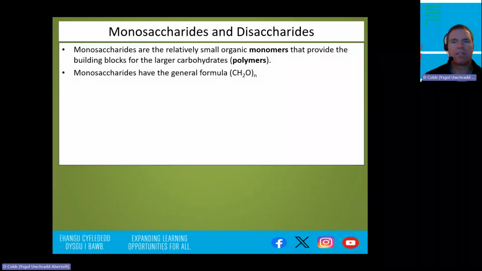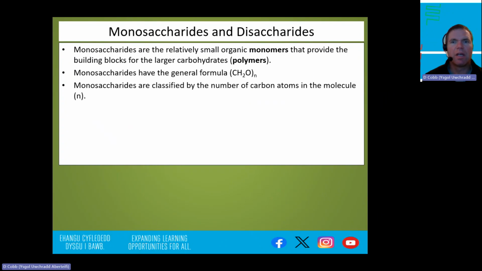All monosaccharides have the same basic formula: (CH2O)n, where n is the number of carbons. So if you had 3 carbons, that would equate to C3, H6, 3 times 2, and O3. If it was 6 carbons, it would be C6, H12, 2 times 6, and O6. Okay, they all have the same general formula. It's not a question you're asked about a lot, though.